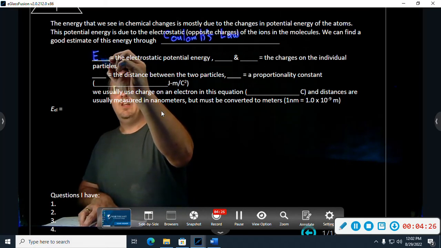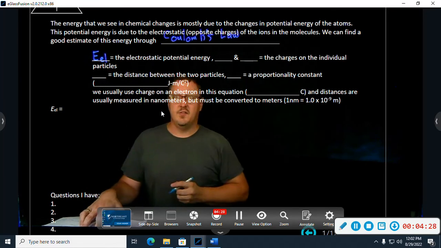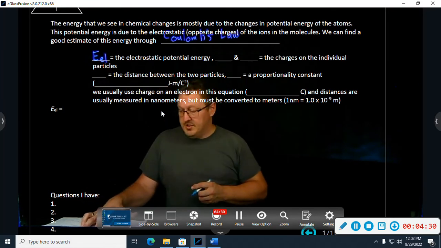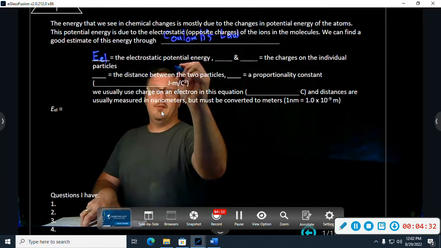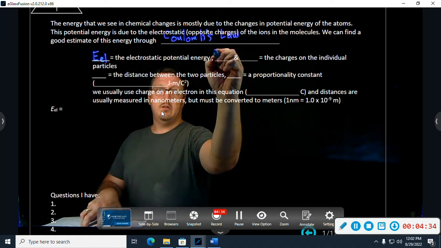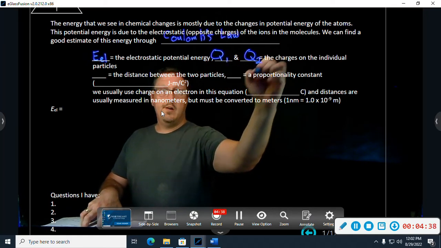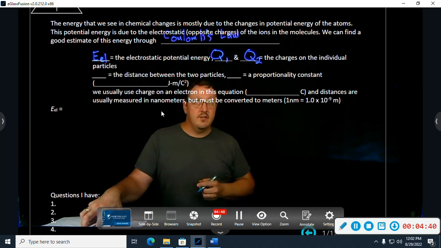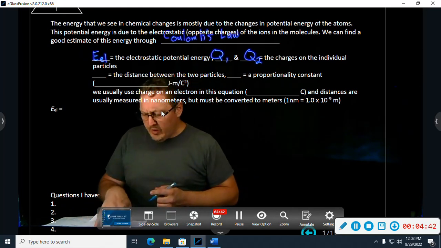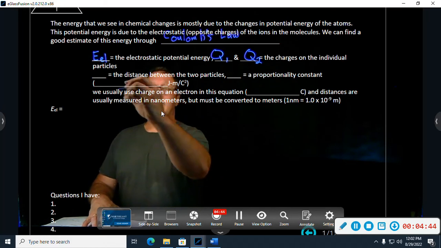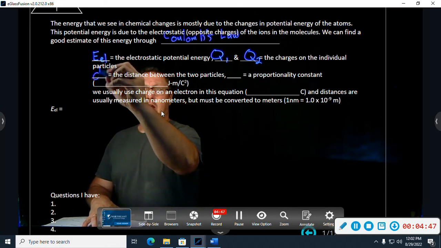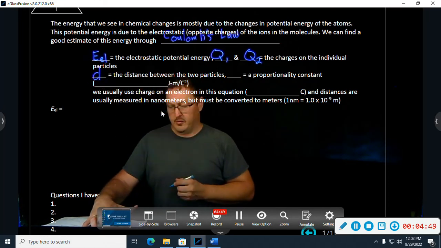So E sub EL. This is the energy due to the electrostatic potential. Inside this formula, we're going to have Q1 and we're going to have Q2. Those are the two charges on the individual particles. We also are going to have D, which is the distance between those two particles.